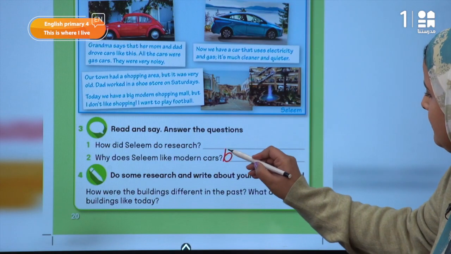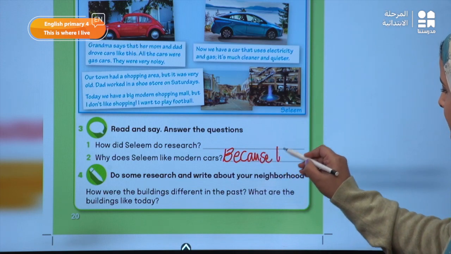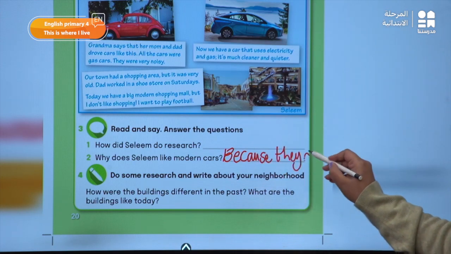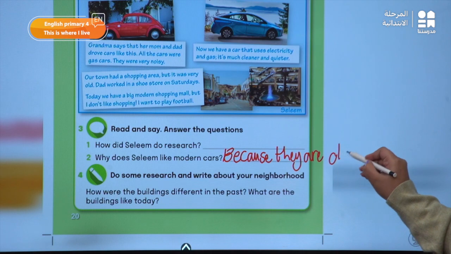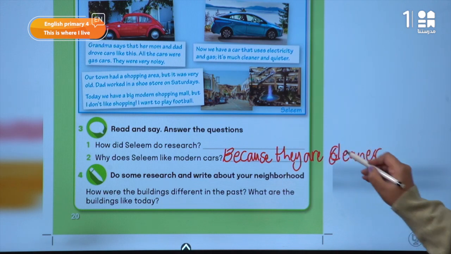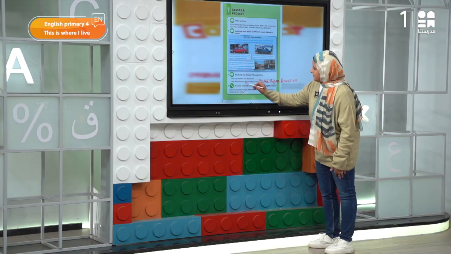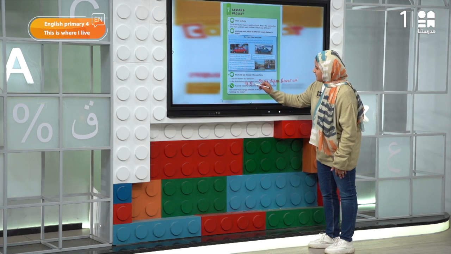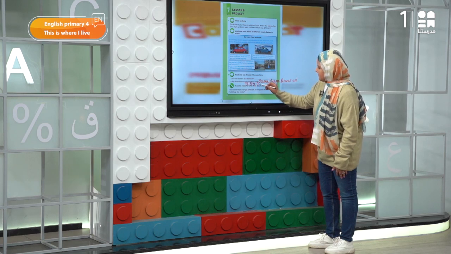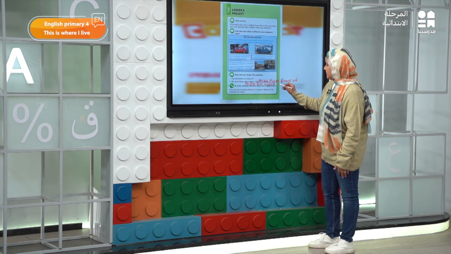Because they are cleaner and quieter than modern cars.